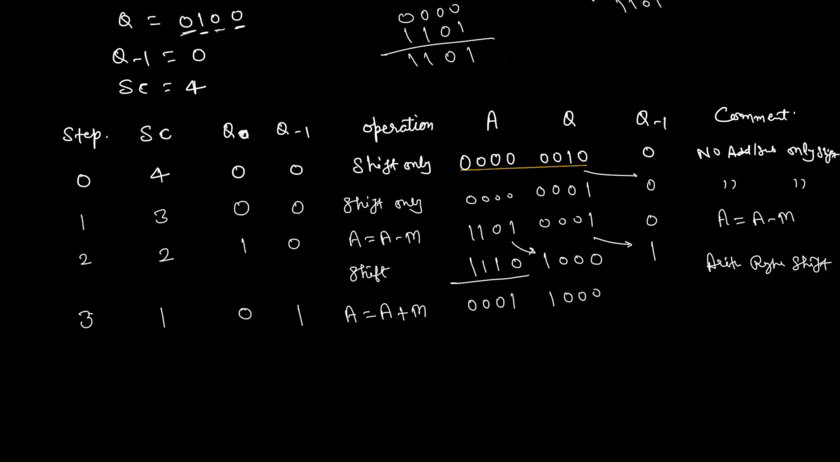We will shift again. So what we have done here, we have added to the accumulator and shifted now. After shifting, this will become 0011, all 0 here. So in the next step, the step counter will be 0. So this is the end.